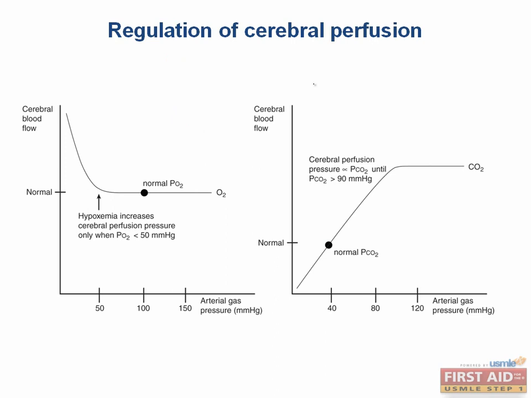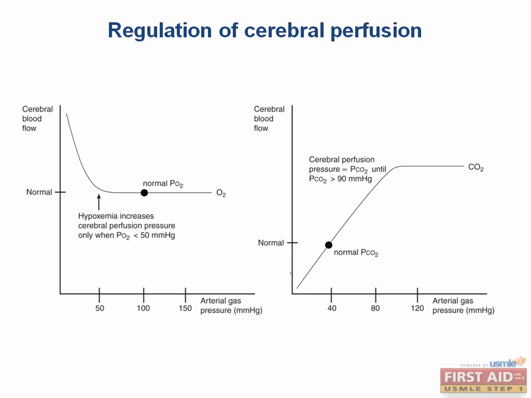The pressure is kept in a very narrow range, typically around 70 to 90 millimeters of mercury, because if it drops low, then the brain becomes ischemic, and if it rises high, then the intracranial pressure goes up, which can lead to hemorrhage as well as hernias.